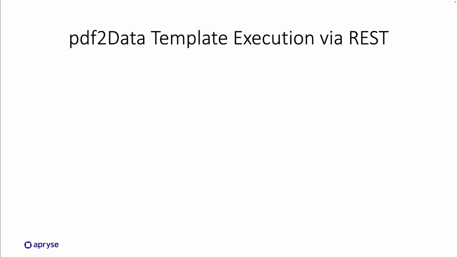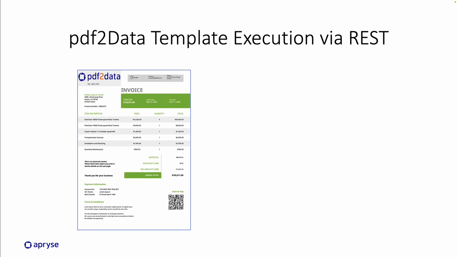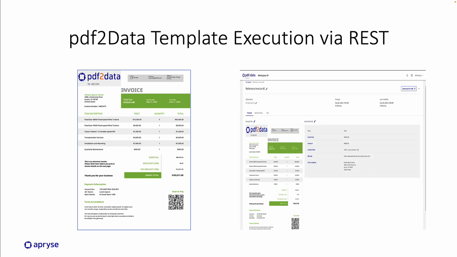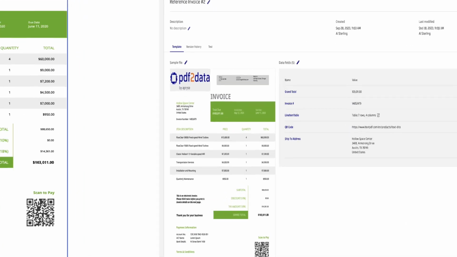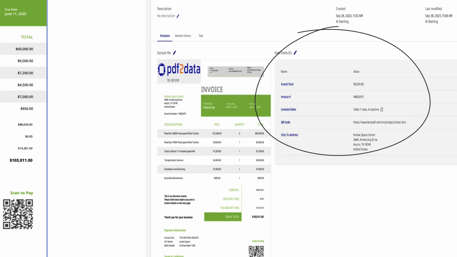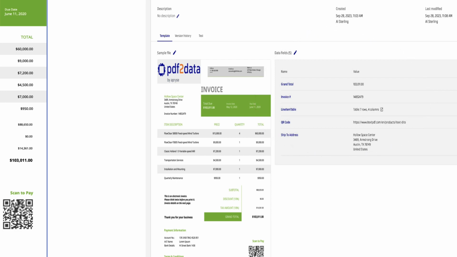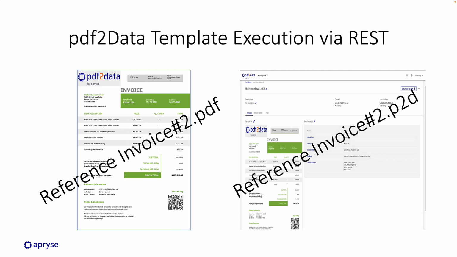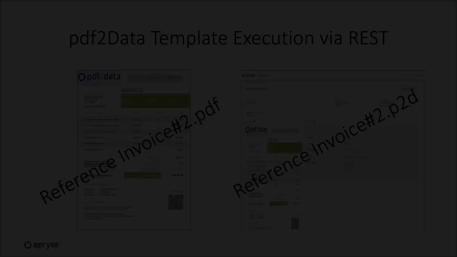The assets needed for this particular demonstration will include our reference PDF document, in this case an invoice, and through the use of the pdf2Data editor we've created the following template. And these particular fields are of interest for extraction. It's also very important to introduce the physical file names of these assets, which you can see here. We'll utilize these file names when we actually execute our REST calls.